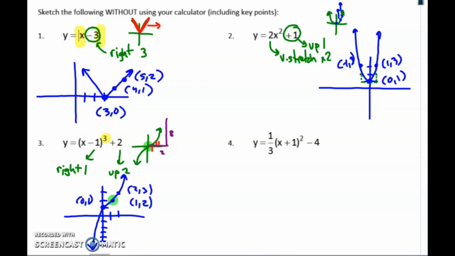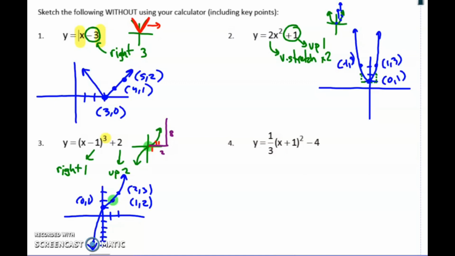Now, because this one is probably the first one we've done here, it might be a little bit confusing. One thing that you can do is check your coordinates. You can put your x's back into the original. I only want you to do this after you get your sketch, not to come up with the points.